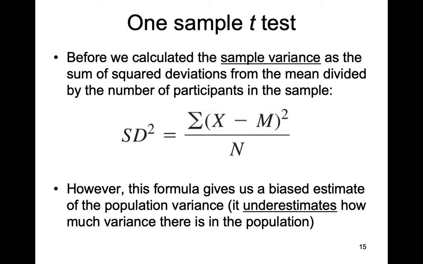This formula gives us a biased estimate of the population variance because it underestimates how much variance there is in a population. So that is, if we take the sample of 10 Miramar students that we're using in this example, and if we calculate the variance among those students, that number that we would calculate would underestimate. In other words, it would be too low of an estimate of the population variance.